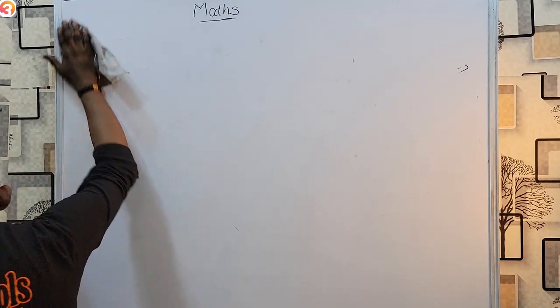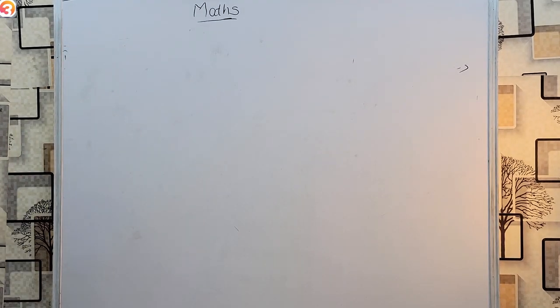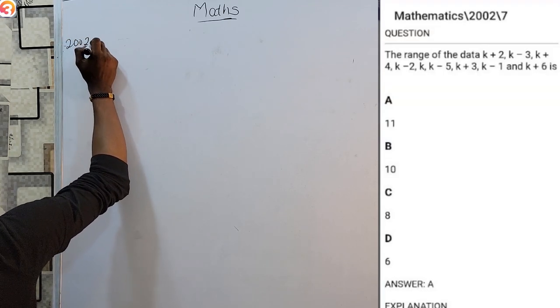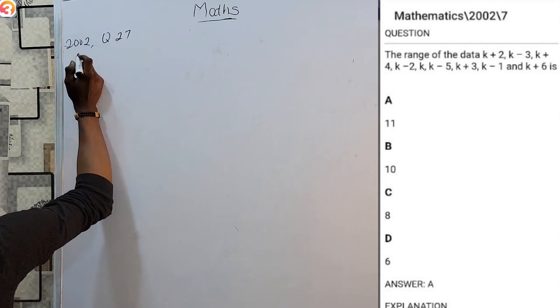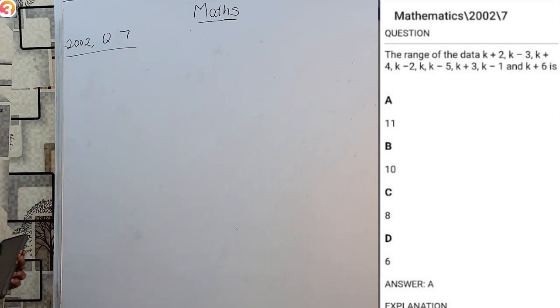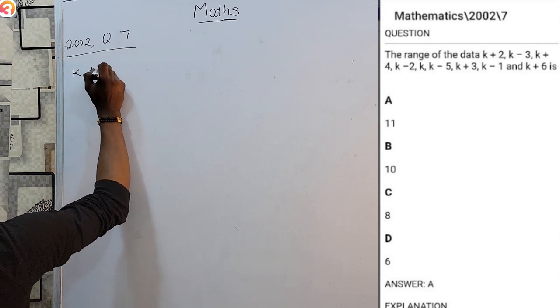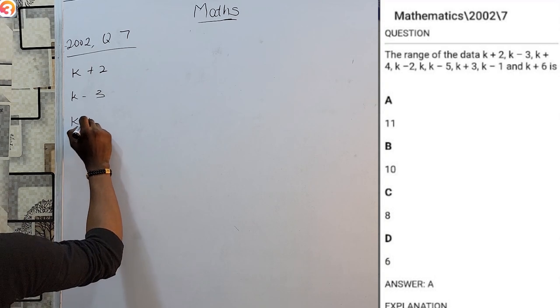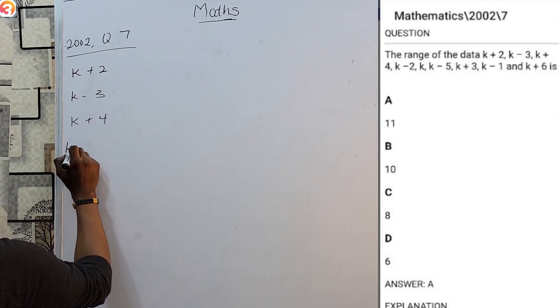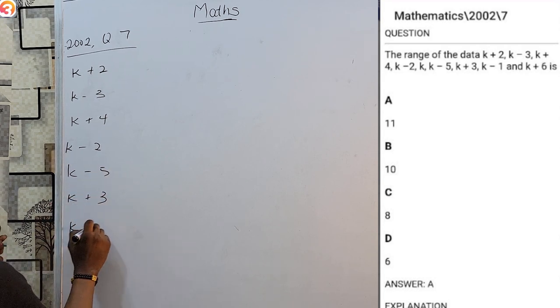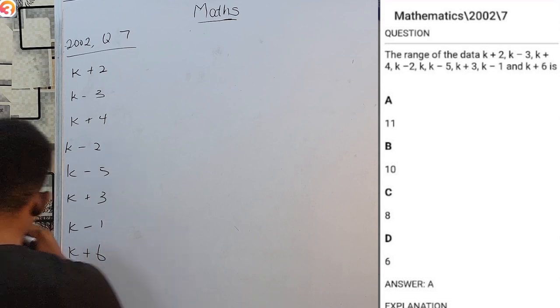Let us proceed. The next one is from the year 2002, question number 7. It's asking us for the range of the data, and the data we have is k plus 2, k minus 3, k plus 4, k minus 2, k minus 5, k plus 3, k minus 1, and k plus 6.